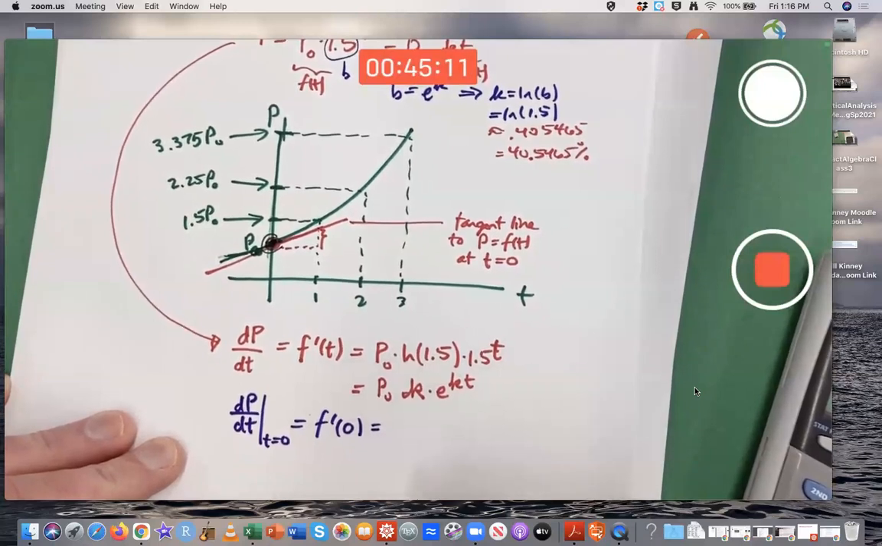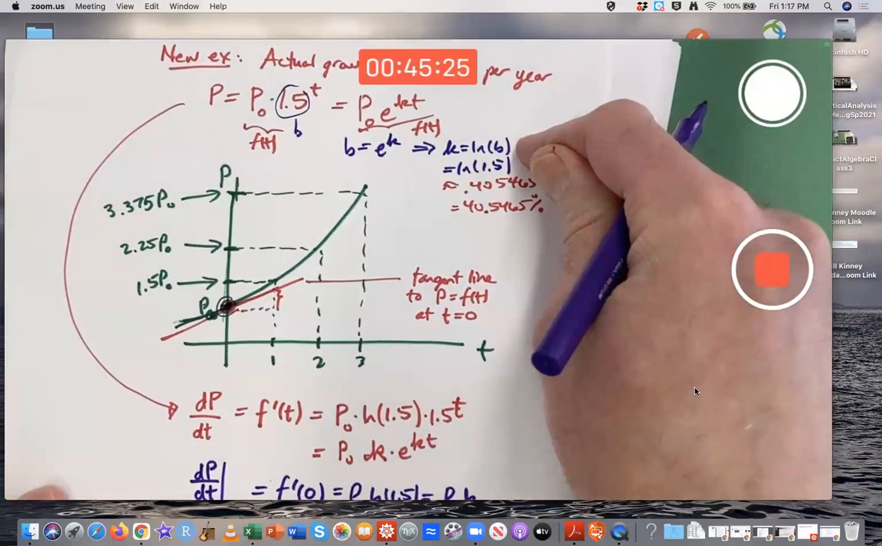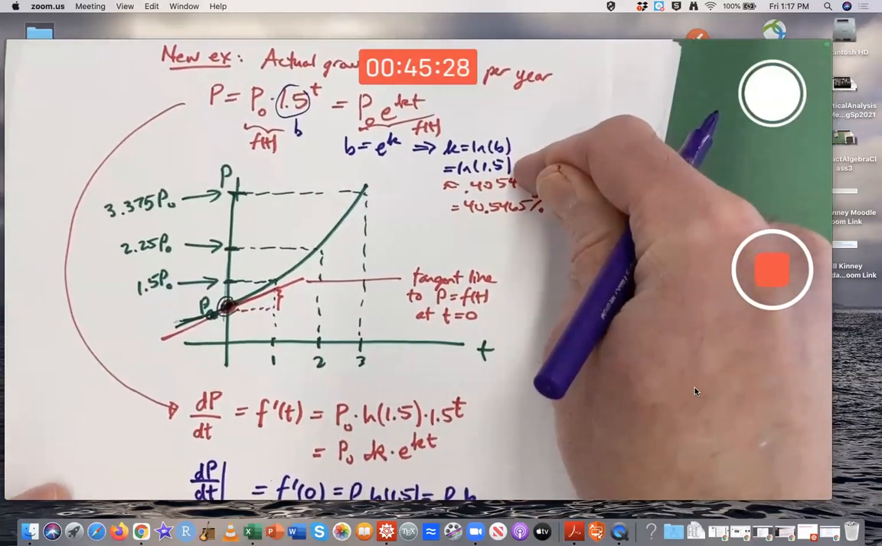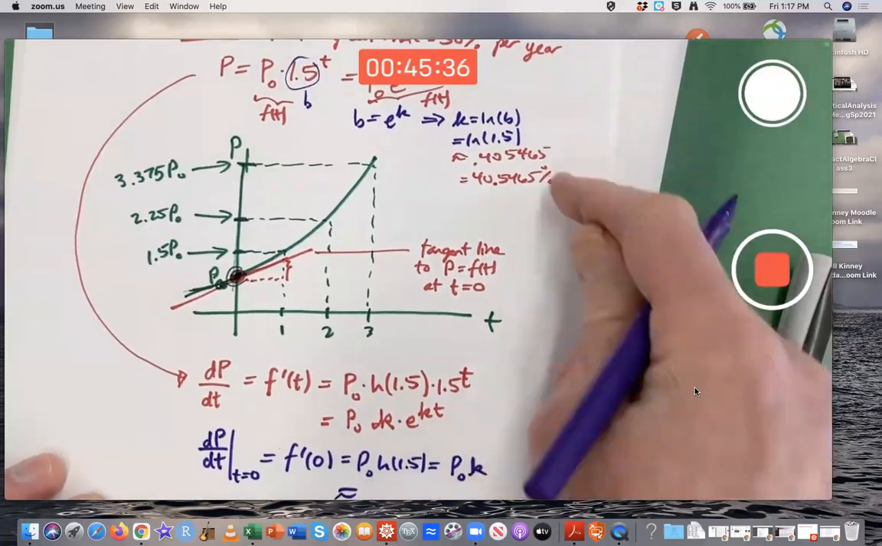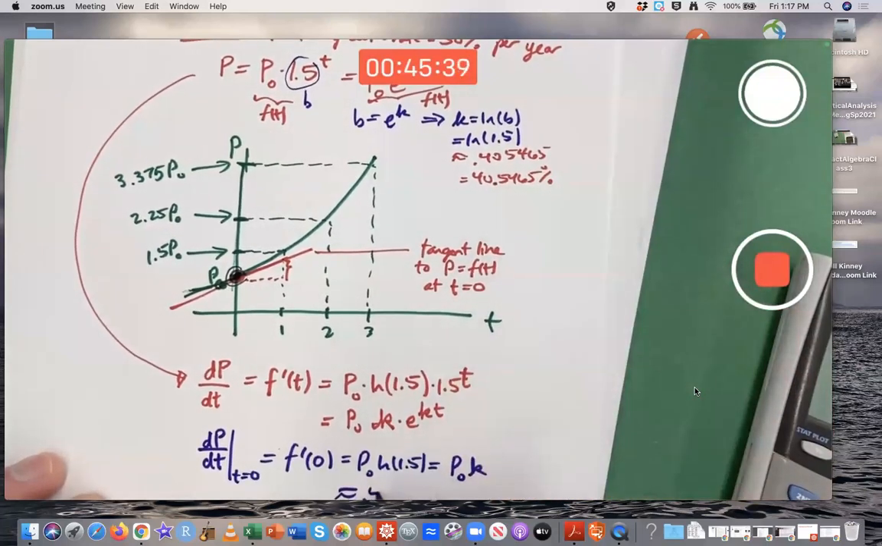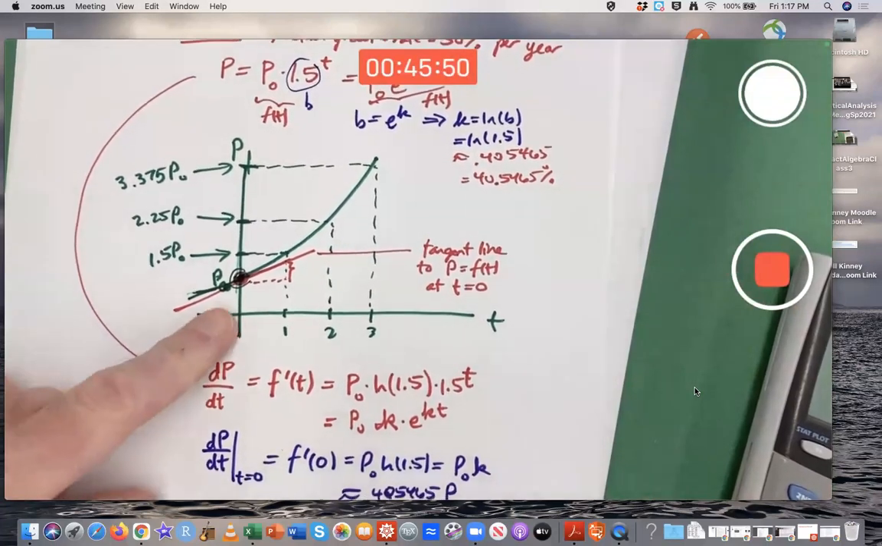Plug in t equals 0, you'll get P0 natural log of 1.5, or that's the same as P0 times k. Remember, k does equal natural log of b. It equals natural log of 1.5. So these are really the same thing. These are equal. And this is approximately, based on what I did up here, 0.405465 times P0. That's the slope of this tangent line.